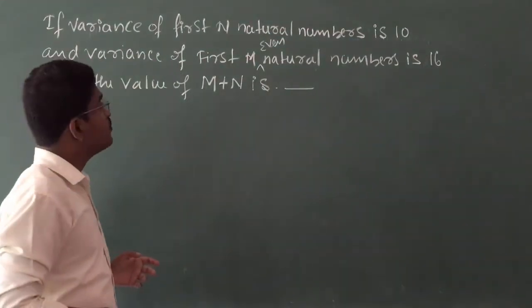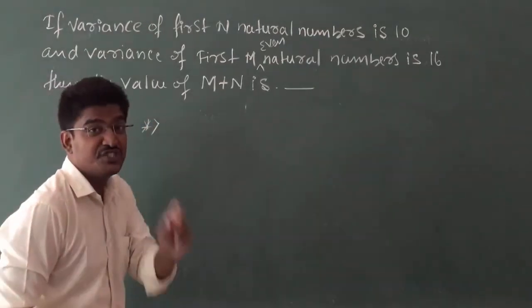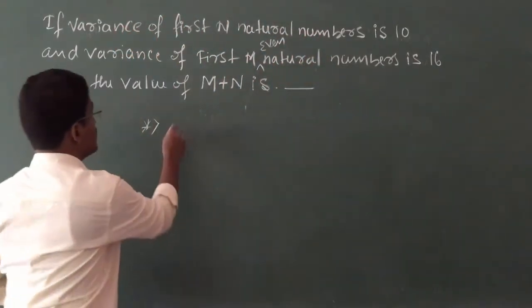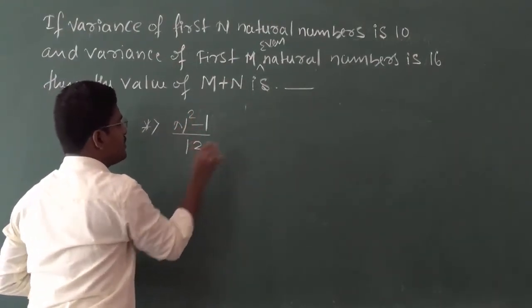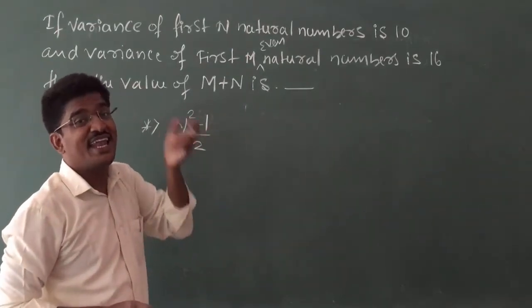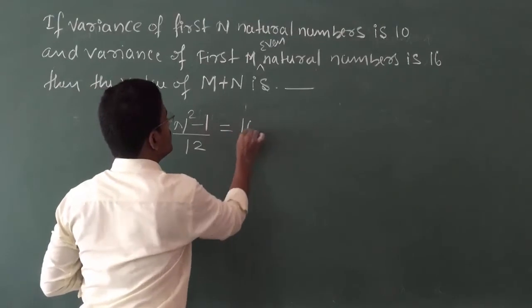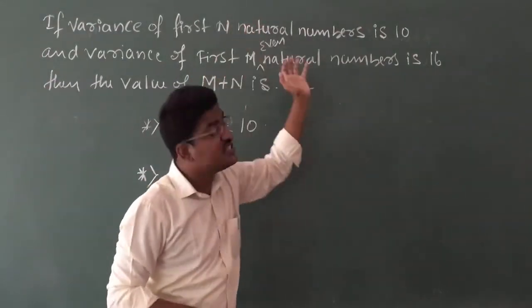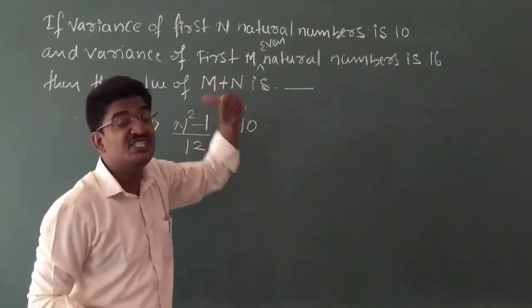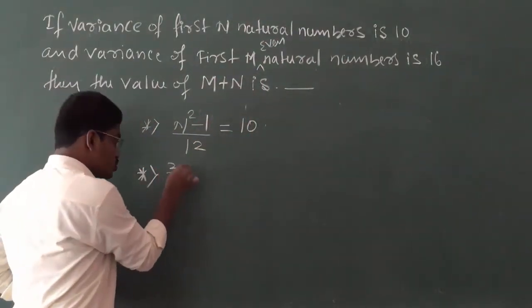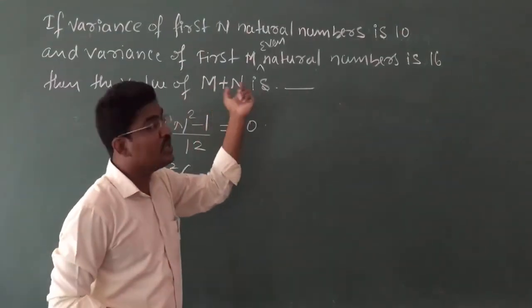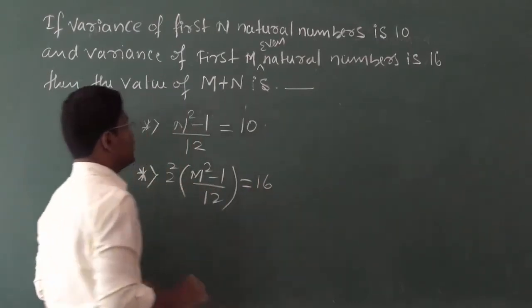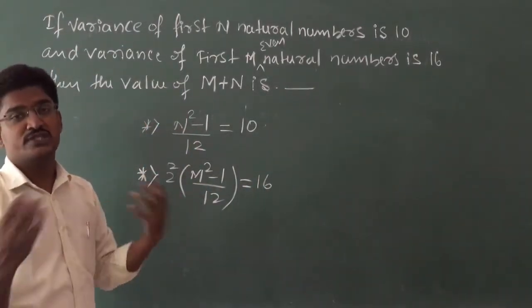Okay, that means here you must know two formulas. First one, first n natural numbers variance is (n square minus 1) divided by 12. Clear? This is the formula for first n natural numbers variance, and that is equal to 10. Next, second formula, first m even natural numbers variance is 16. That means you must know the even natural numbers variance. It is given by 2 square into (m square minus 1) divided by 12, which is equal to 16. So simple, if you simplify these two equations, you will get m and n, you sum it, so that will be your answer.